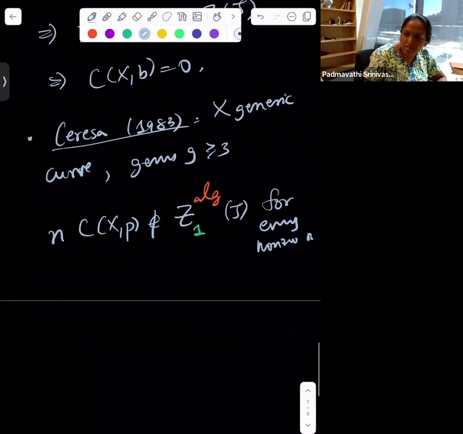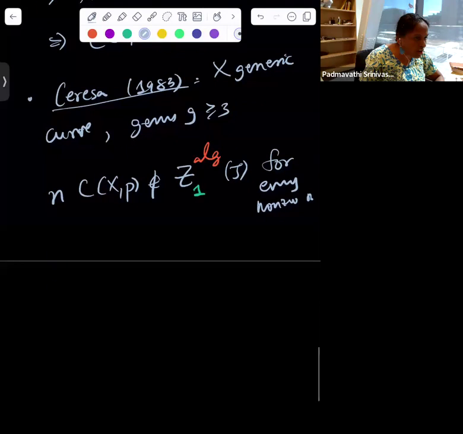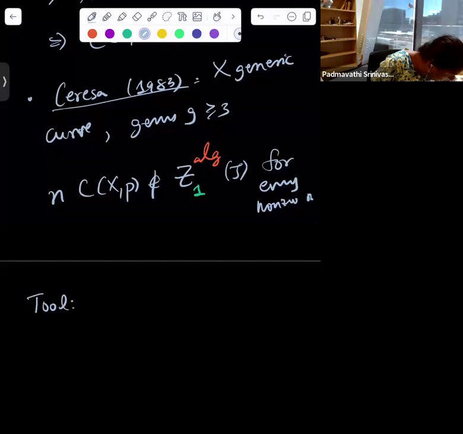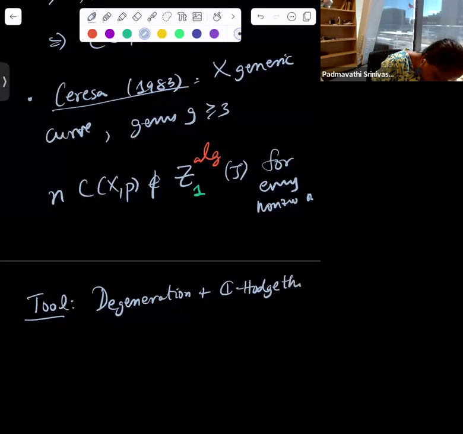And this talk is about tools we have for understanding Ceresa cycles. So the main tool that went into Ceresa's work is, since he was working with the generic curve, he's allowed to deform the curve a bit. So he uses techniques from degeneration and complex Hodge theory. So there are things like integration to understand what is happening.